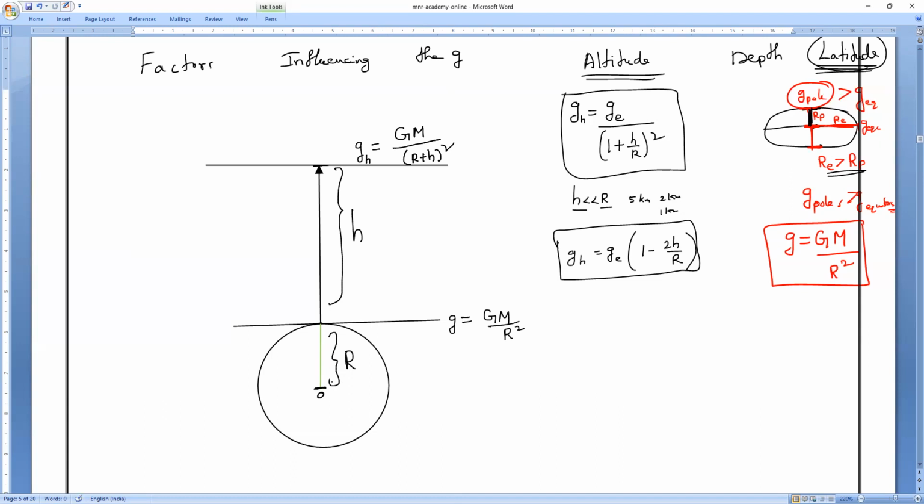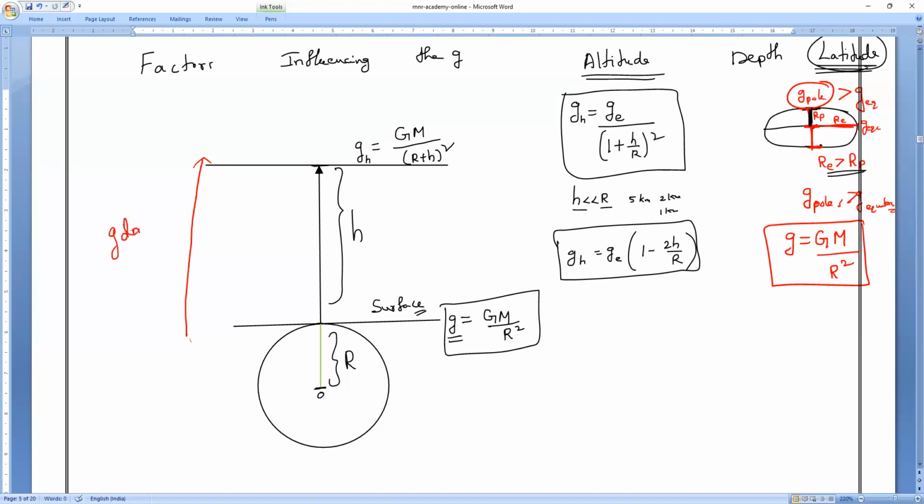This is the center of the planet. And at this height, we have to find it. So these are the two equations. This is the g value at the surface, where we have the maximum g. So if you go above the surface, does the g value decrease or increase, guys?